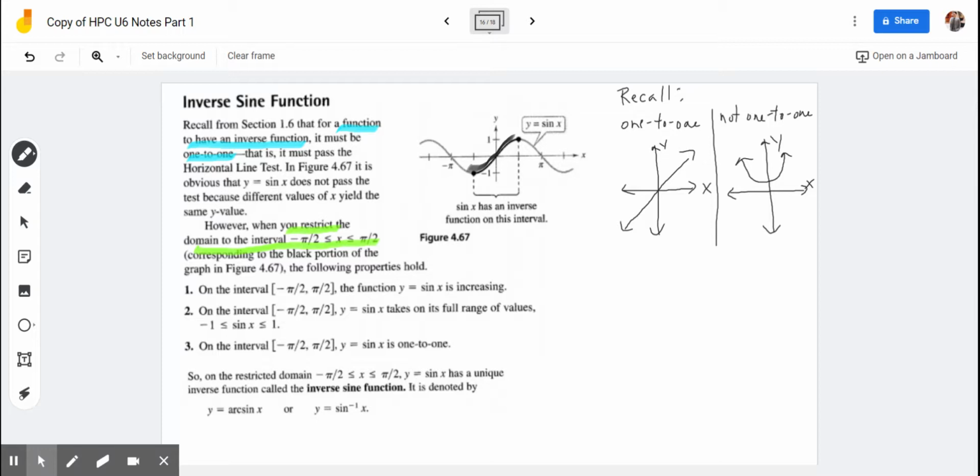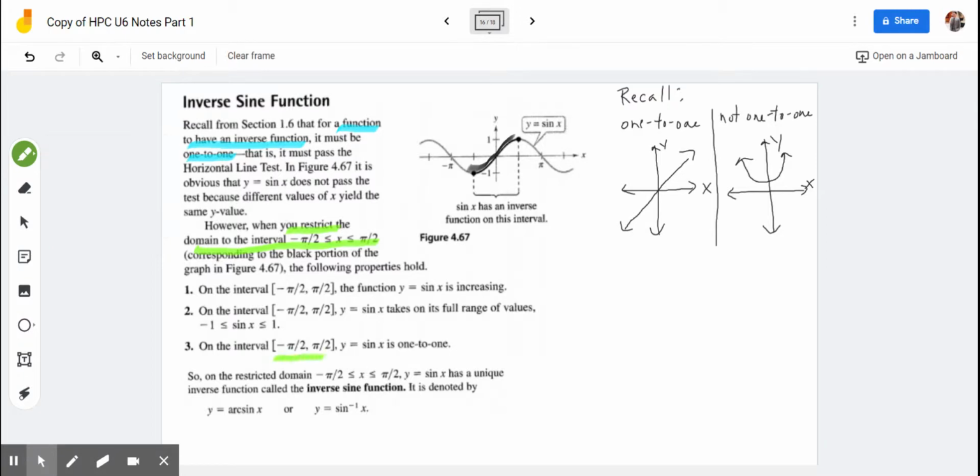on the interval negative pi over 2 to pi over 2, sine of x is increasing. On the interval negative pi over 2 to pi over 2, this is inclusive here because of the brackets, okay? Y equals sine of x takes on its full range of values, negative 1 less than or equal to sine of x less than or equal to 1. And then finally on the interval negative pi over 2 to pi over 2, y equals sine of x is 1 to 1. And that's an important aspect there.